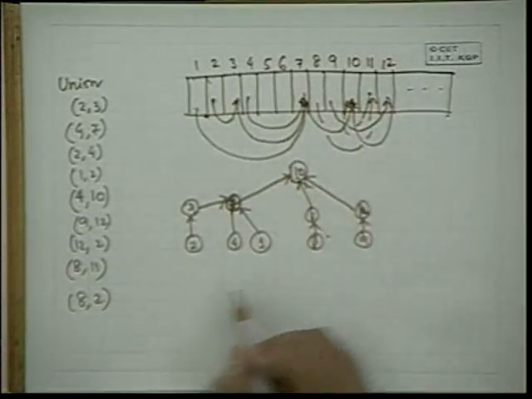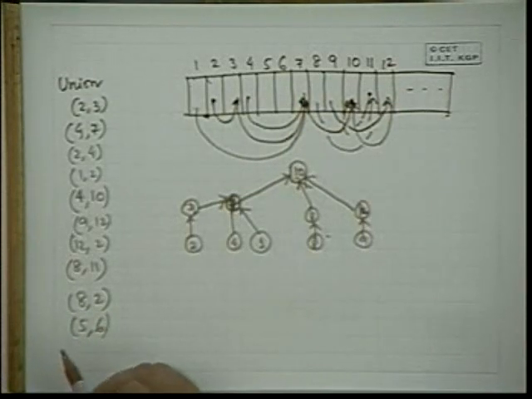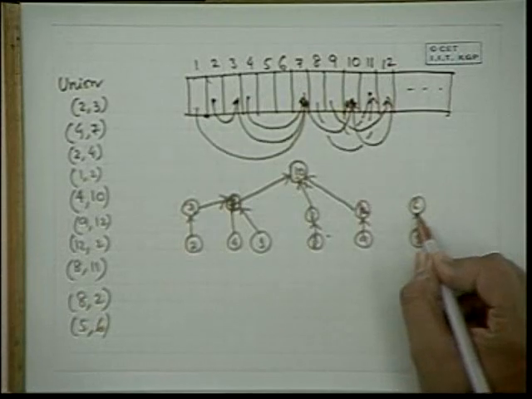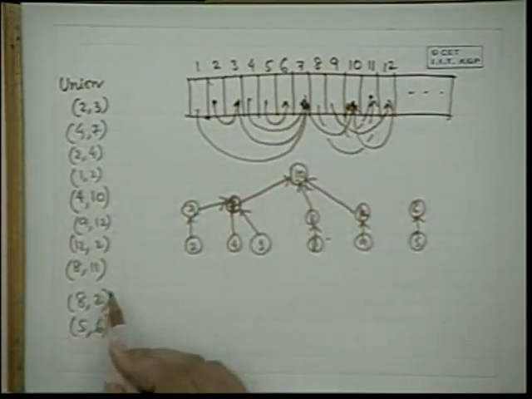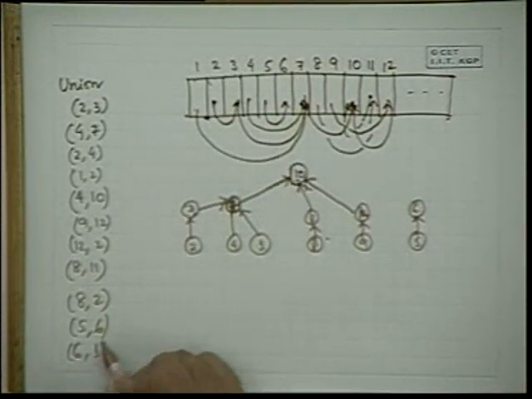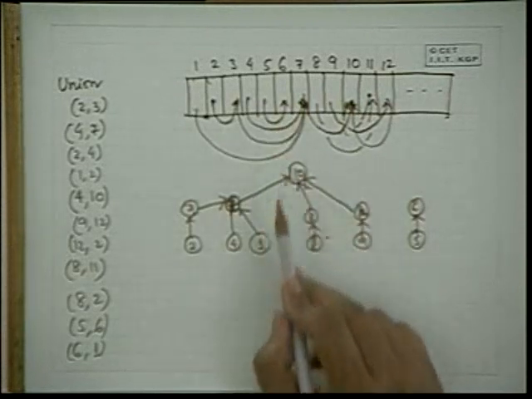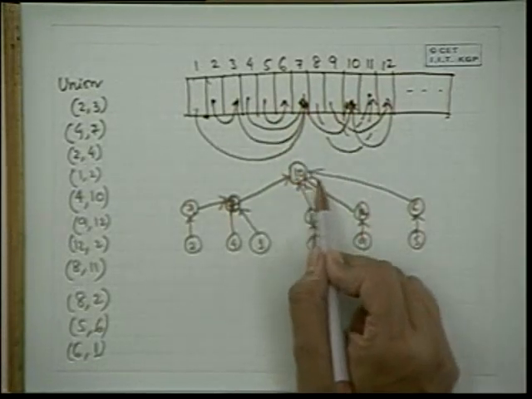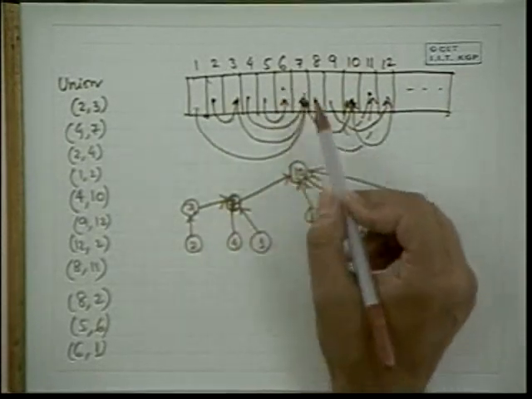Again it's a spaghetti. 8, 2, then say 5, 6. Now 5, 6 are by themselves, so 6 points to 6. So 5 and 6 basically point to 6. Then suppose 6, 1 comes. Then 6 is the root by itself and 1 is already in 10. So we will make 6 a child of 10. So 6 comes here, so 6 is made to point to 10.